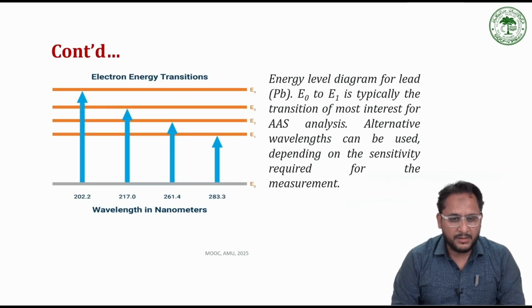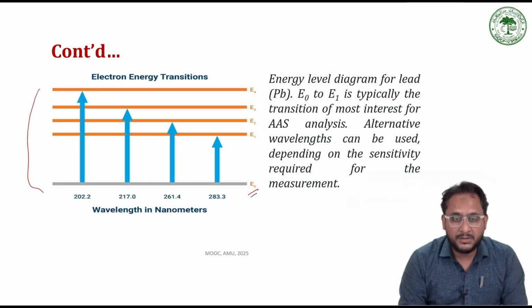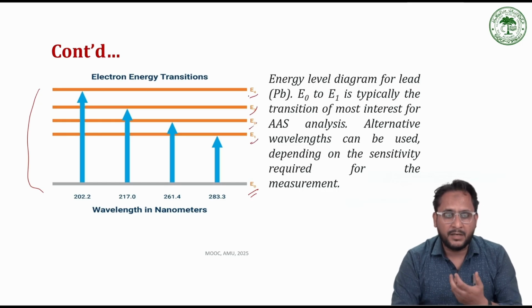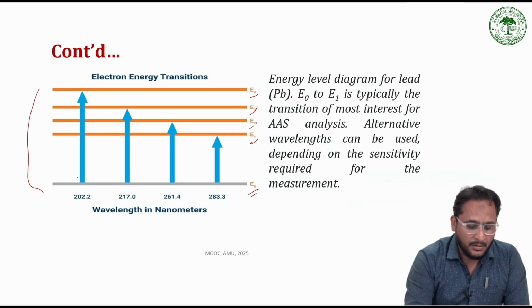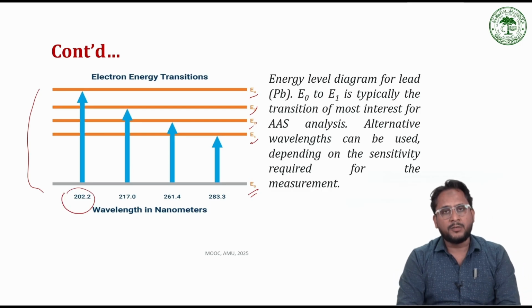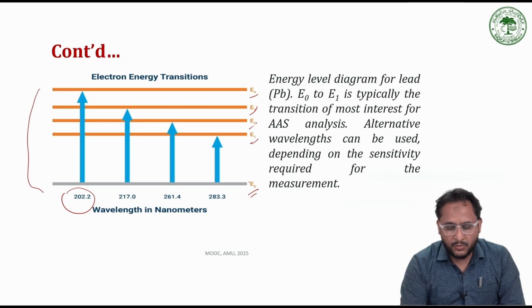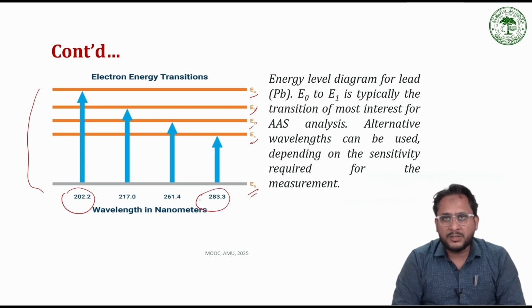Now, in this figure, you can see that I have shown you the different levels. This is the ground state represented by E0, and then we have different excited states, E1, E2, E3 and E4. For example, if the electrons are excited from E0 to the highest available energy level, meaning E4, you can see the absorption occurs at 202.2 nanometers, while from E0 to E1, the absorption occurs at a higher wavelength. What does it mean?